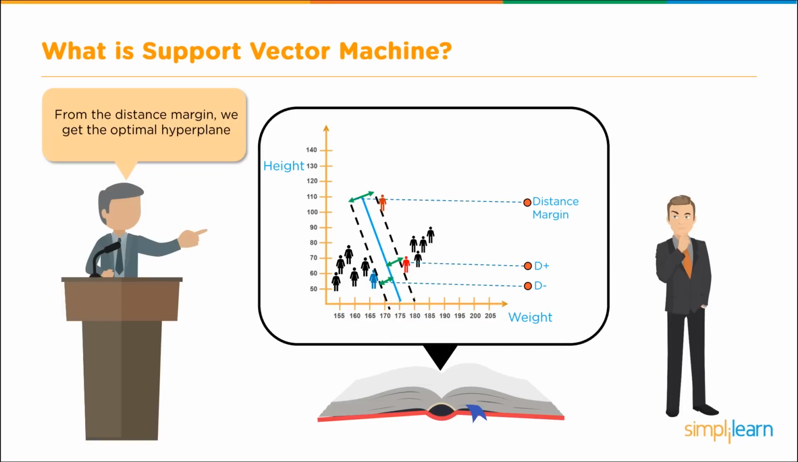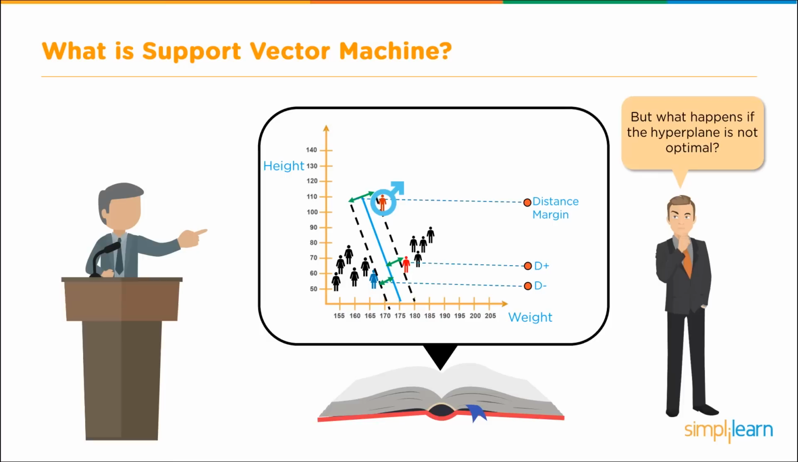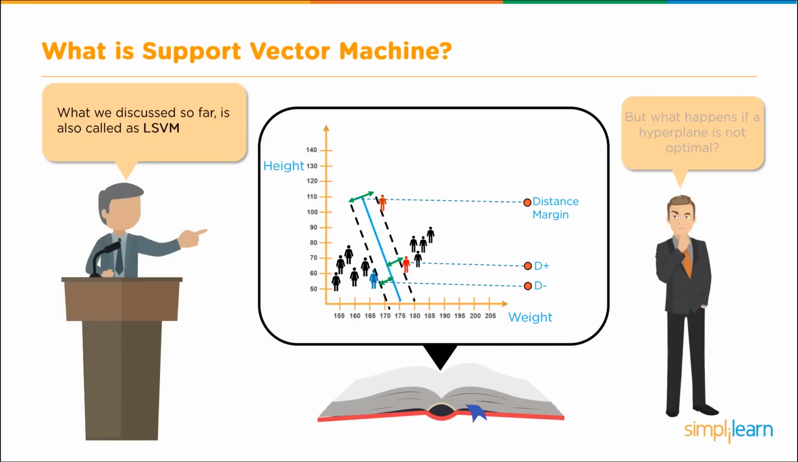Once we've created an optimal hyperplane, we can easily see which side the new data fits in. And based on the hyperplane, we can say the new data point belongs to the male gender. Hopefully that's clear how that works on a visual level. As a data scientist, you should also be asking what happens if the hyperplane is not optimal. If we select a hyperplane having low margin, then there is a high chance of misclassification. This particular SVM model, the one we discussed so far, is also referred to as the LSVM.